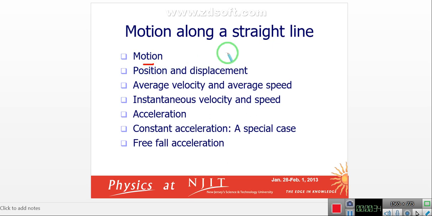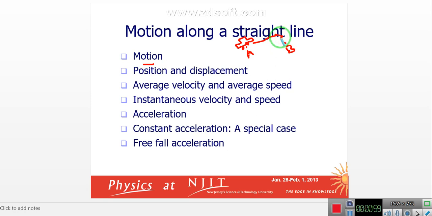When an object changes its position, let's see, the object was at point A. Now when this object, let's say this is your car, changes its position from point A to point B, this is called motion. So your car will be here now.